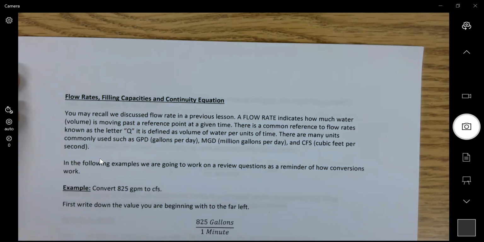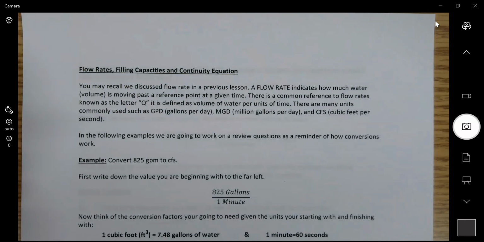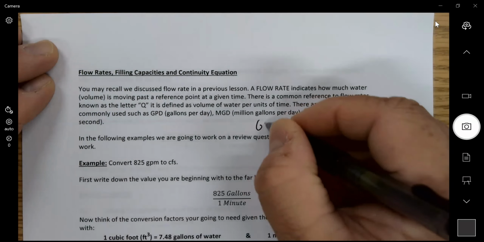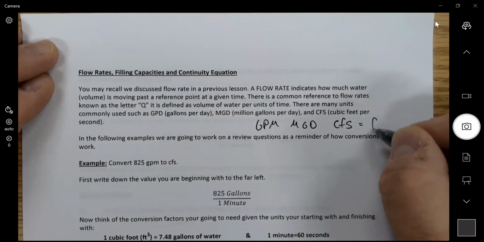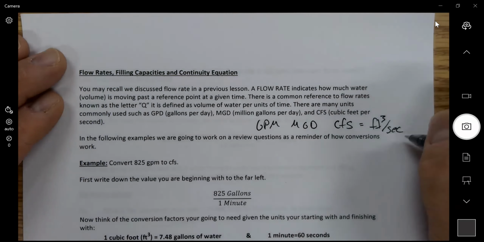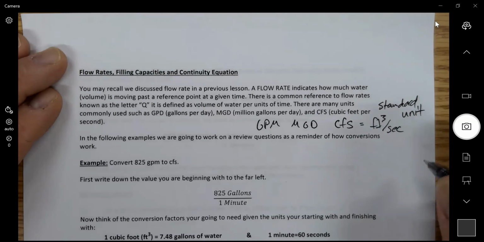All right, so flow rates, filling capacities, and the continuity equation. So we're back to flow rates, okay? We're back to what we talked about yesterday a bit, and the day before. We're only 2 days, so the last 2 days we've talked about this stuff. If you remember, we talked about flow rates: gallons per minute, million gallons per day, and then there's CFS, or cubic feet per second. And I told you that cubic feet per second is the standard unit, okay? And that flow rates are often referred to as the letter Q.